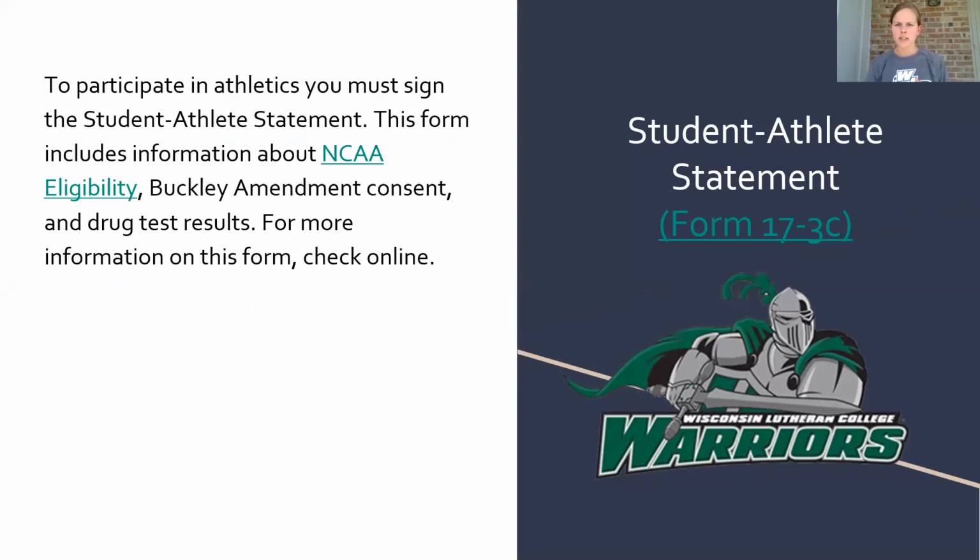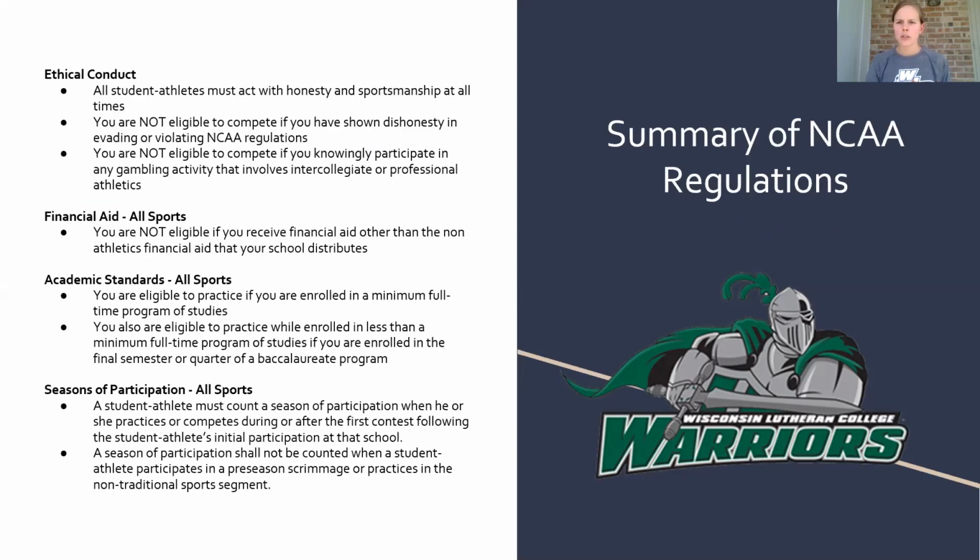The first thing that we're going to go over, like I said, is Form 20-3C. It's pretty extensive, covers a lot of information about your eligibility, the Buckley Amendment, and drug test results, and more. To start off, we're going to go through a summary of NCAA regulations so you understand exactly what it is you're signing as it pertains to your eligibility.